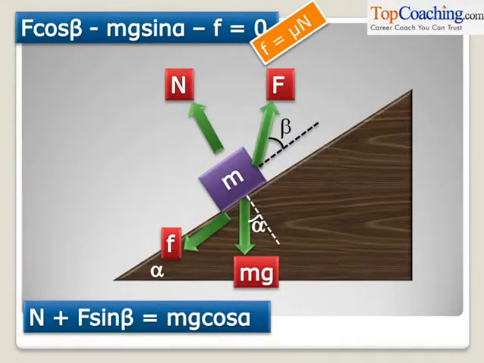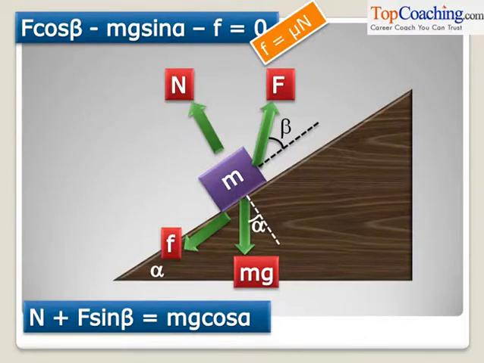Friction force's maximum value is mu N. So the greater the angle beta, the lesser the value of the friction force. Isn't it? There's no doubt about it. Because the greater the angle beta, the lesser the normal reaction. So lesser the value mu N. So basically, increasing beta also decreases the friction force.